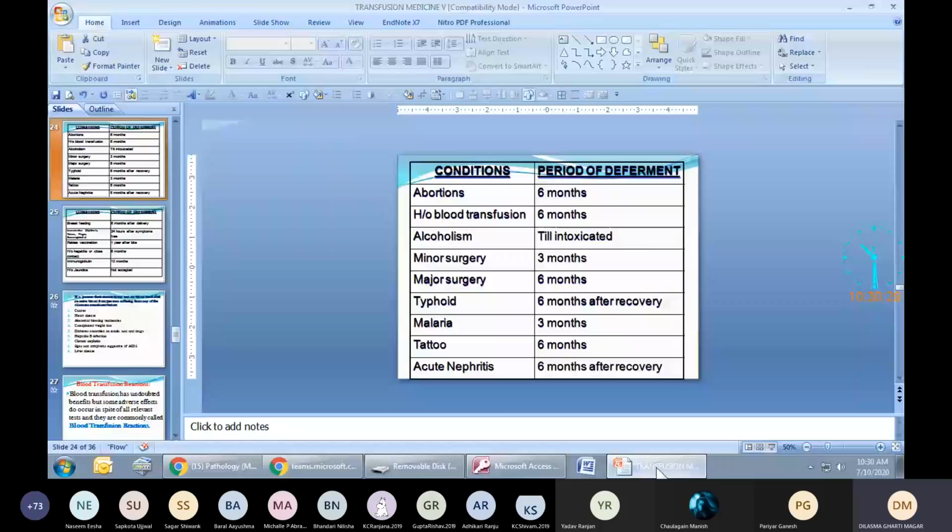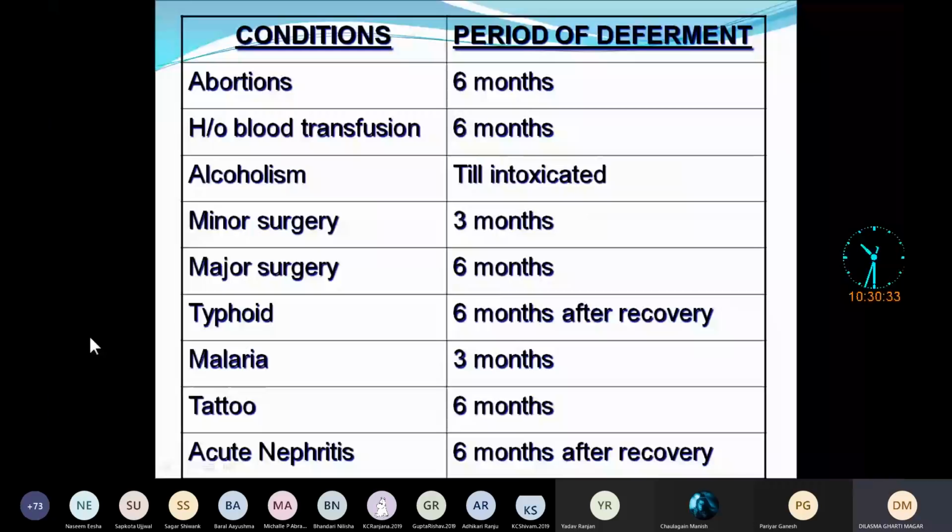So now here there are different conditions, and the period of deferment means till what time the patient cannot donate the blood. Understood here? So abortions: if a person has aborted, that person cannot give the blood for 6 months. And if there is history of blood transfusion, if the person has received the blood transfusion, that person also cannot donate the blood for 6 months.